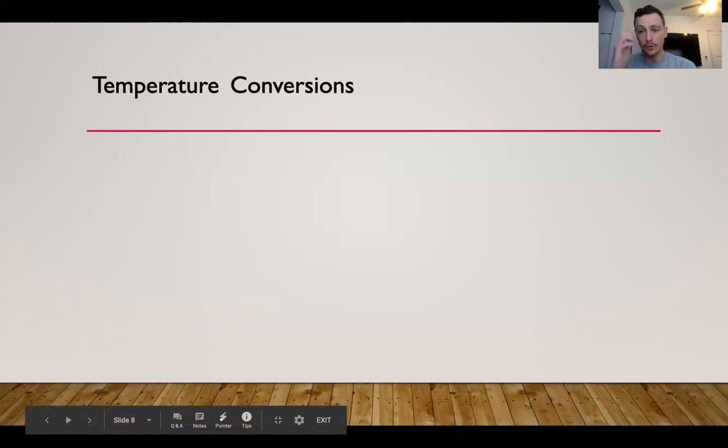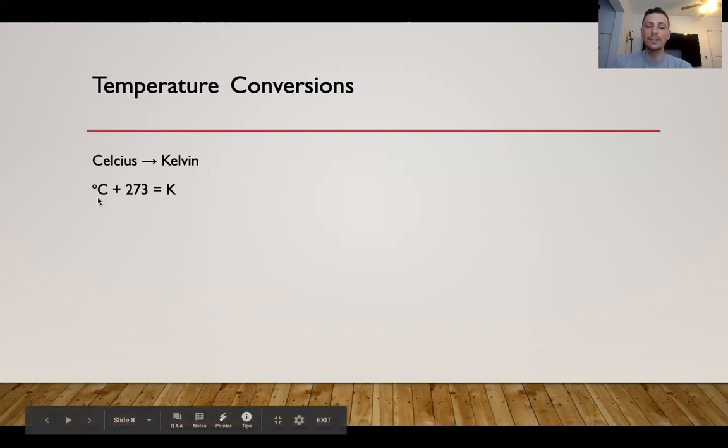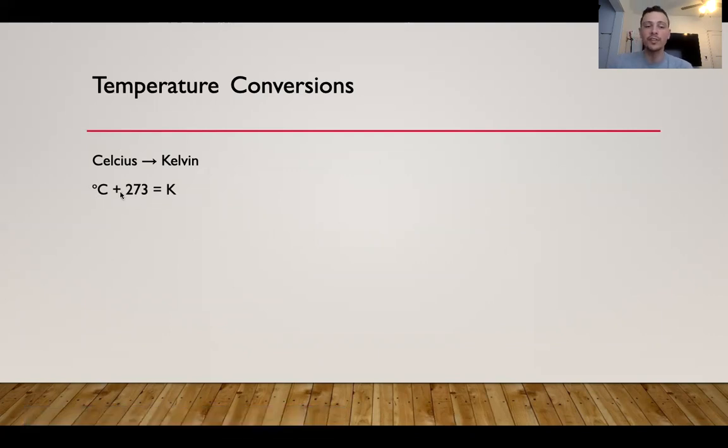So, temperature conversions. I'm not going to give you any problems that have Fahrenheit in them anywhere. So we just need to know really how to go from Celsius to Kelvin and from Kelvin to Celsius. Lucky for us, these conversions are really simple. If we have Celsius and want Kelvin, which is what most of these problems are going to be, we just add 273 to whatever our Celsius temperature is.